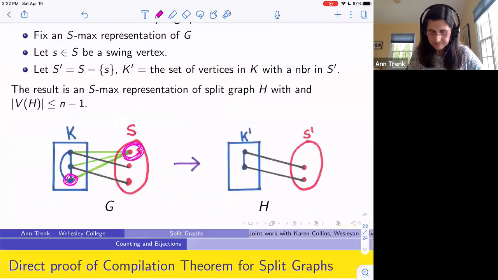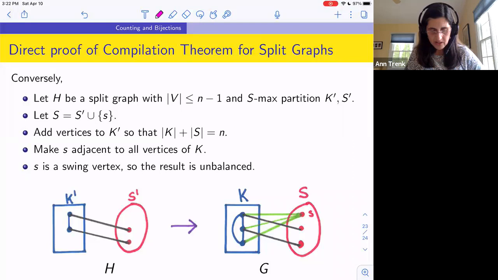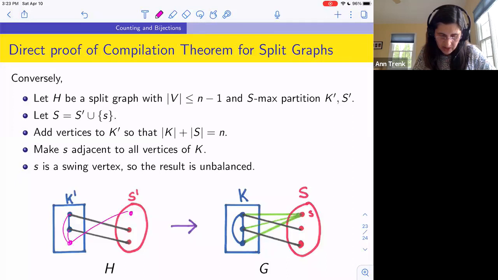Okay, so I think actually I am getting to the end. Since I have a couple of minutes, I'll finish the other direction of the proof. Conversely, just reverse this process. If you start with a split graph that has n minus one or fewer vertices and you take an S max partition of it, then add this vertex back, the one that was the swing vertex that got removed before, and add enough vertices to the K part so that you get back to n vertices. The new vertices are adjacent to the things on the clique side and also to the new vertex you added, and you're back where you started from. And I guess this being a swing vertex, I'd have to add that as well. And that's what gives me this graph on the right.